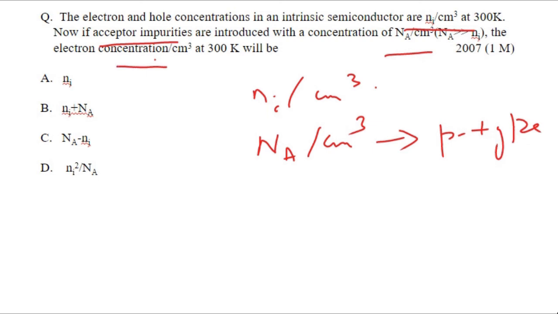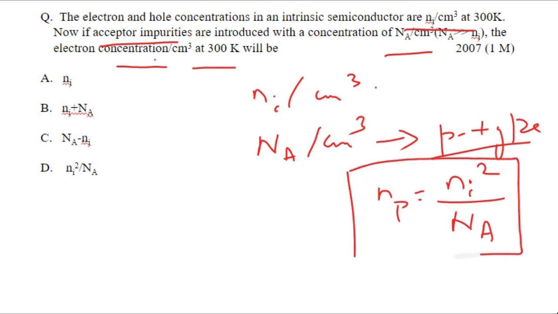The electron concentration at 300 Kelvin. So for p-type, what is the electron concentration? It is Np, which is equal to Ni square divided by Na, that is the acceptor atom concentration, or we can say the hole concentration. So Np is nothing but Ni square divided by Na. Here your electron concentration is Ni square divided by Na. So option D is our correct answer.